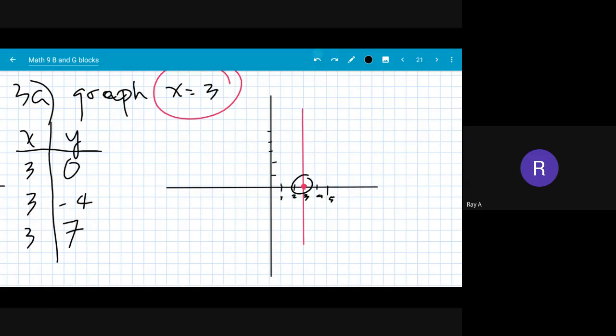So once again, the concept here is if you are graphing an equation wherein only the x is there, there's no y, right away it is going to be a vertical line. That's all you're going to have. All right, next one.